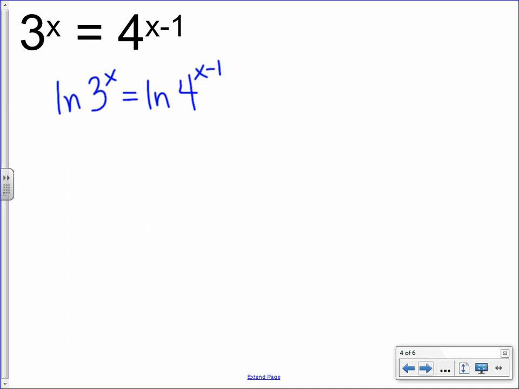I have a logarithm where inside I have 3 to a power. Well, we're going to write this a little bit differently. What could we do with that power? Put it on the outside. We multiply it out in front, right? x natural log of 3, right? Which means how can we rewrite the right side? x minus 1, natural log of 4.